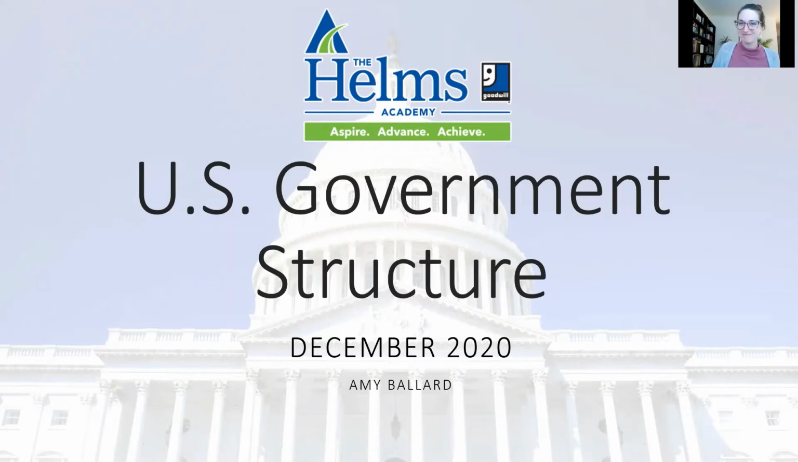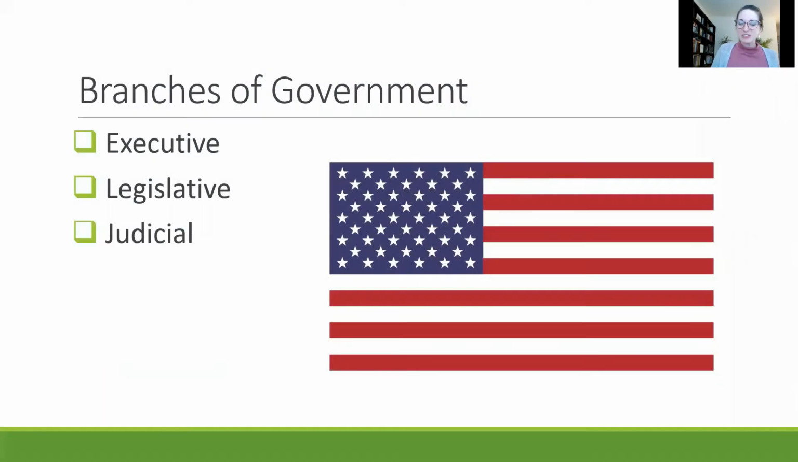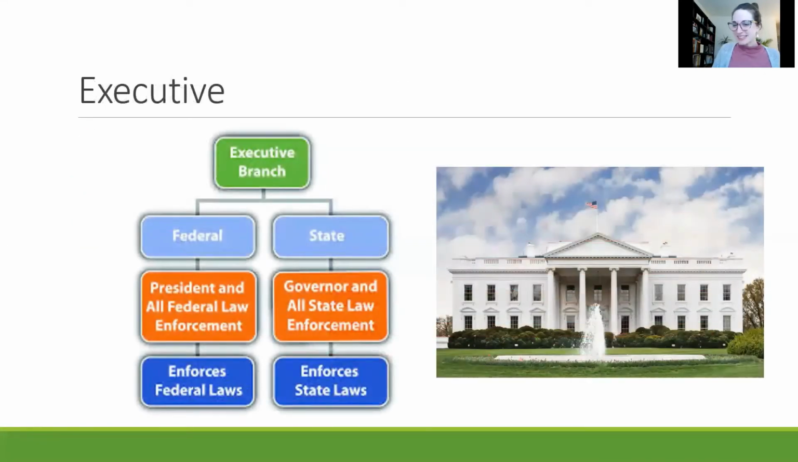Today we're going to do a brief overview of US government structure. So to start, we're going to look at the branches of government. In the US, we have the executive, the legislative, and the judicial branches, and each one has their own functions. So let's think about the executive branch.